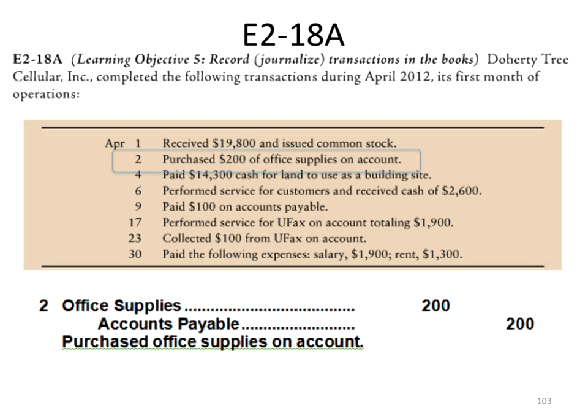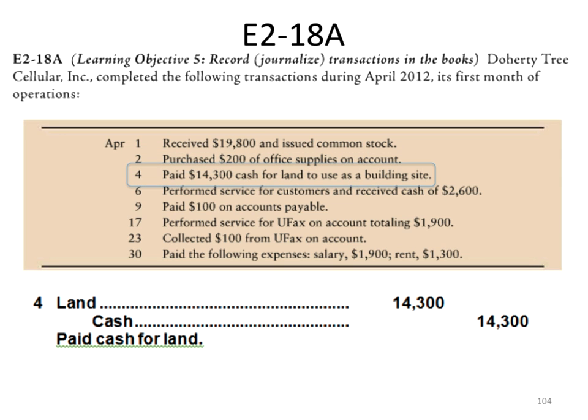So we can go next, Brian. Okay, so we're going to debit land for $14,300, credit cash for $14,300. See, that works out. That was not too bad, was it?